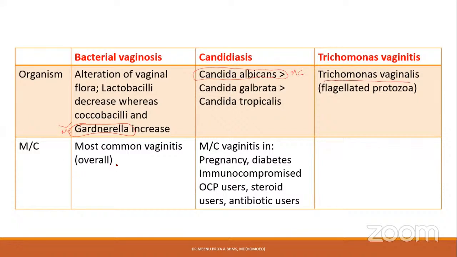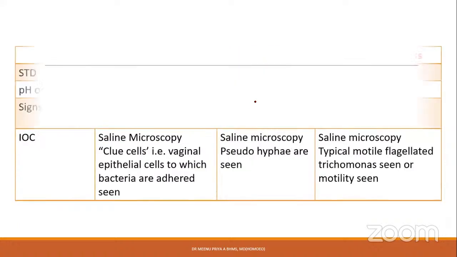Now, among the three, which is the most common vaginitis overall? It is bacterial vaginosis. And which is the most common vaginitis in pregnancy, in diabetes, in immunocompromised patients, OCP users, steroid users, and antibiotic users? If these conditions are there, these patients are prone to candidiasis. So the most common vaginitis in these conditions is candidiasis, but overall the most common vaginitis is bacterial vaginosis.